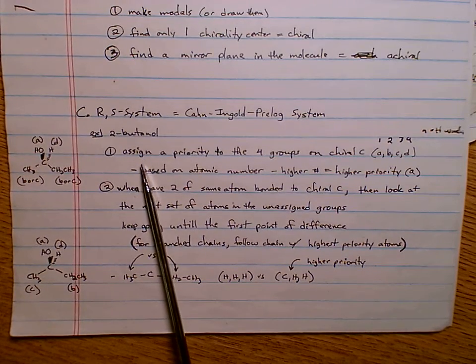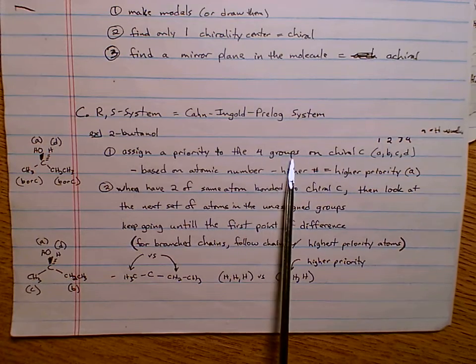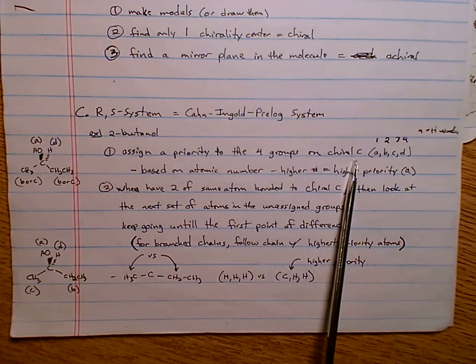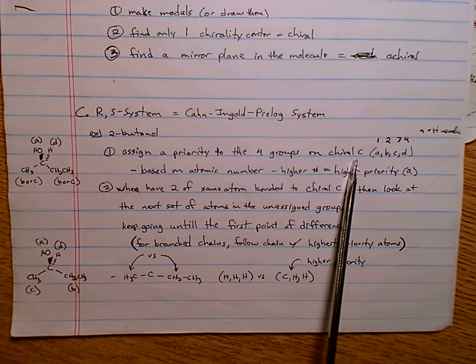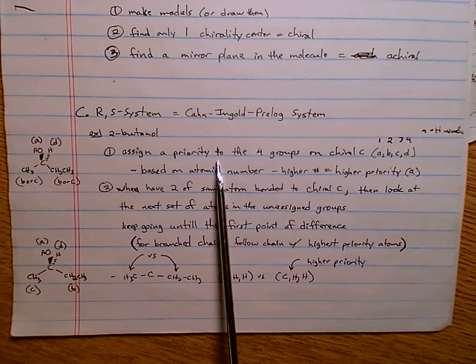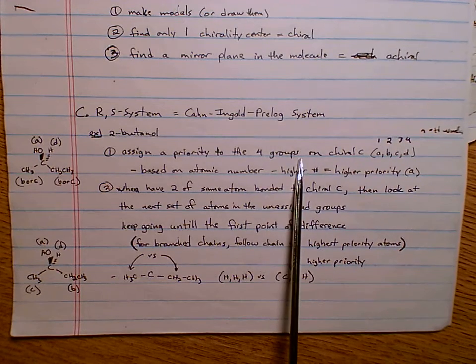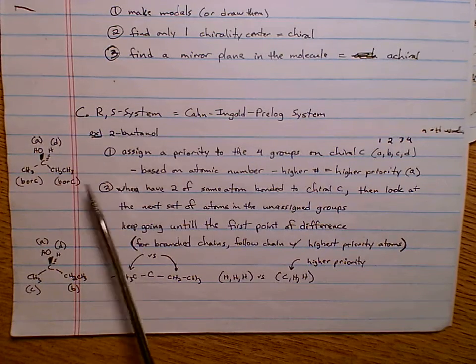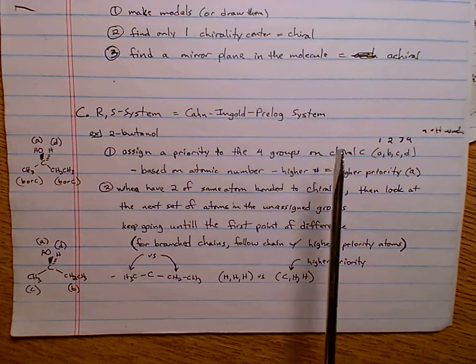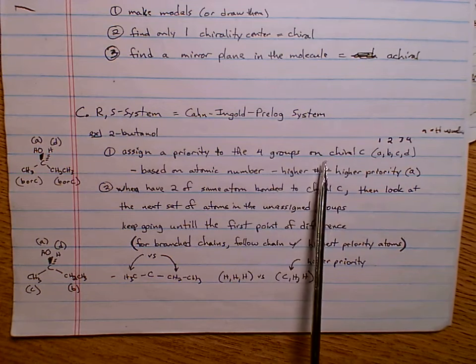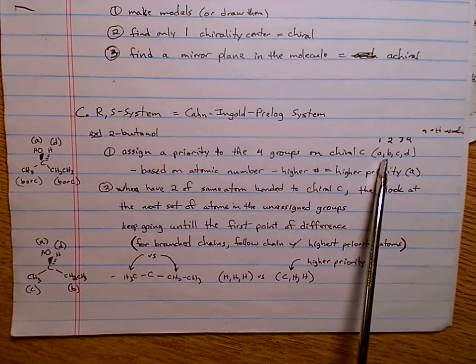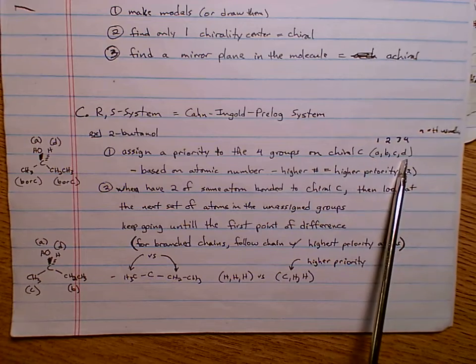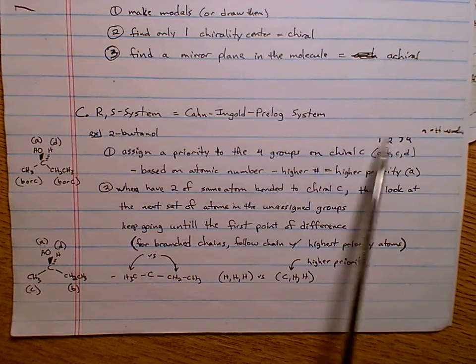The first thing we need to do is assign a priority to the 4 groups on the chiral carbon. Recall that there are 4 different groups coming off the chiral carbon. What if there are only 3 different groups coming off? Then it's not a chiral carbon and there's no RS system needed. So you're going to find the 4 groups on the chiral carbon. You can either list them A, B, C, or D. I tend to go 1, 2, 3, and 4 a lot.